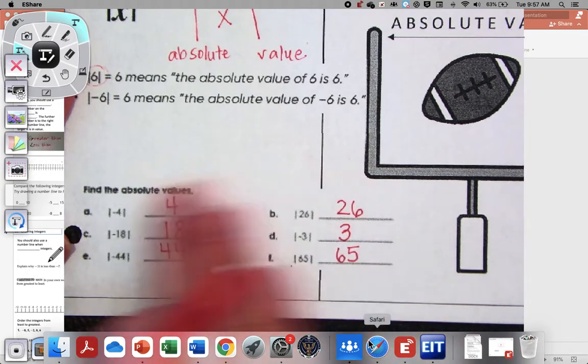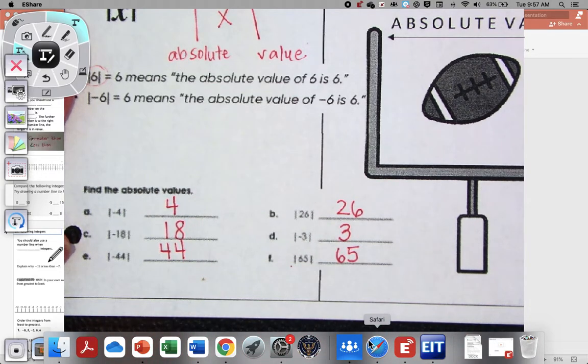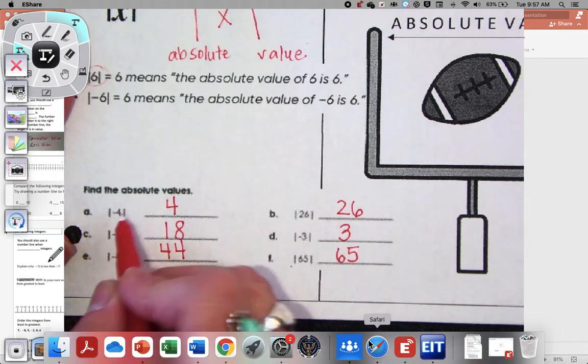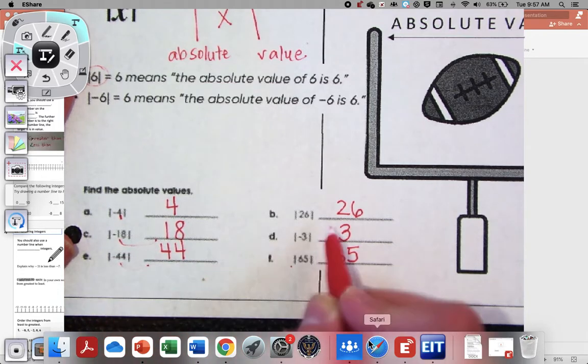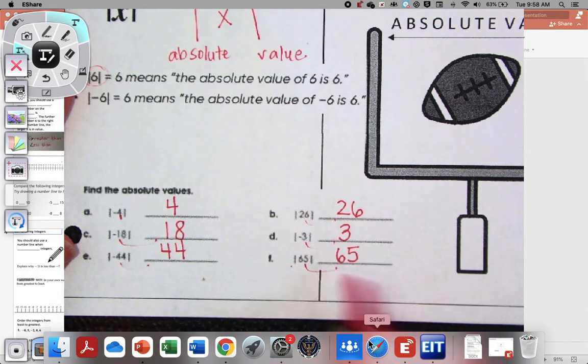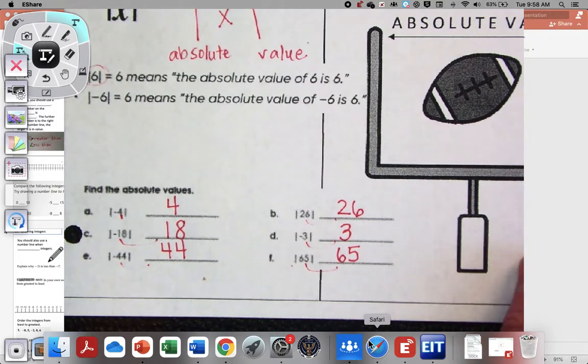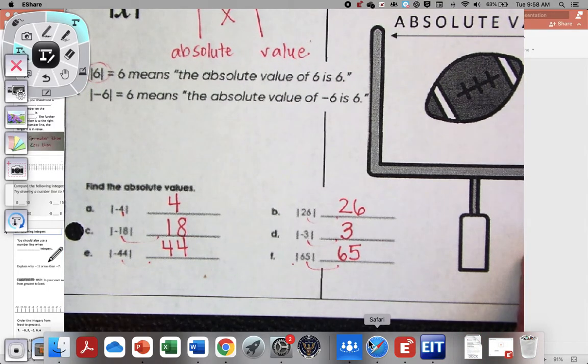Notice again that absolute value can never be negative. It's always going to be positive. And some of you have figured out that whatever the number is that's inside the lines is your answer. You just take that number, leave off the sign, and that's your answer. It's a little trick for you.